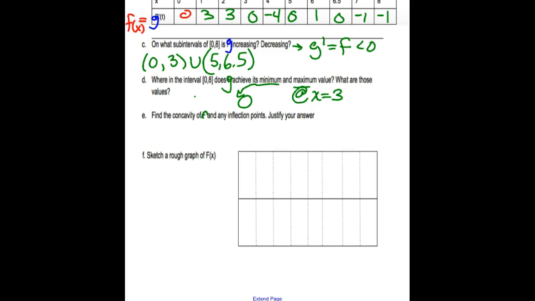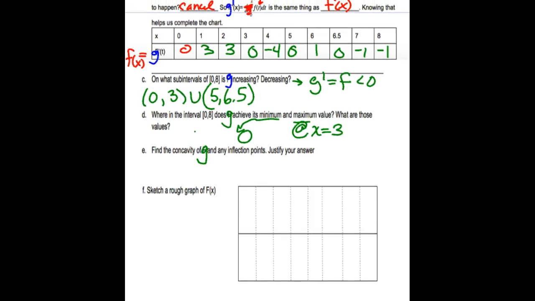Now when I'm looking at the concavity, and again change that to G, when it says find the concavity and any inflection points, justify your answer. Well, concavity is about the second derivative. So let's go back up here and see what we're being asked to find.